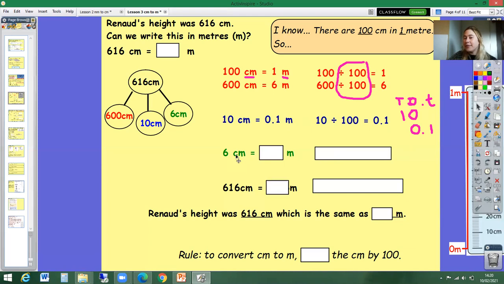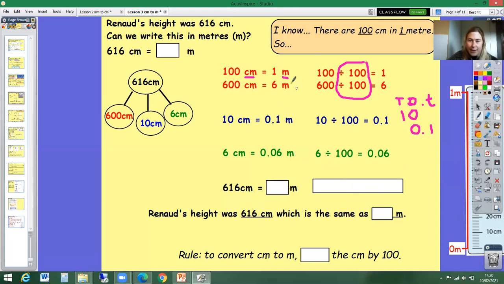Okay, so now let's look at 6 centimeters. So I know that if I'm going from centimeters to meters, I want to divide by 100. So 6 divided by 100, what do you think it's going to be this time? Move it 2 places to the right. Which column will we end up with? Well, we will end up with the hundredths column, because centimeters are a hundredth of a meter. Okay, there we go. So now I've gone through and we've worked it out separately, haven't we?